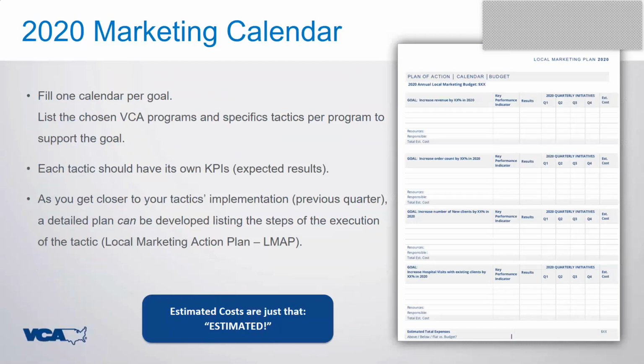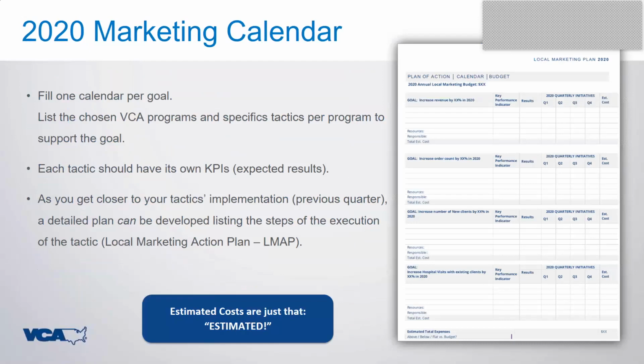You're going to then list the chosen VCA programs and the specific tactics that help support the goal, and then you're going to put the KPI next to each program. Each program or tactic should have its own KPI. And I have a list of suggested KPIs that you will be able to use as reference, but also get creative. I mean, you guys are the ones who work with eSpot and certain reports and certain codes and things like that every single day, so you know where to find things and to be able to track them.